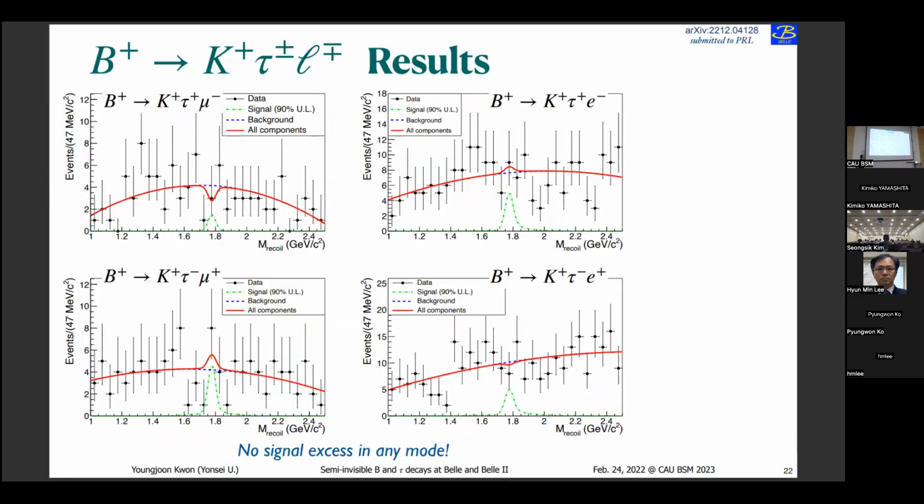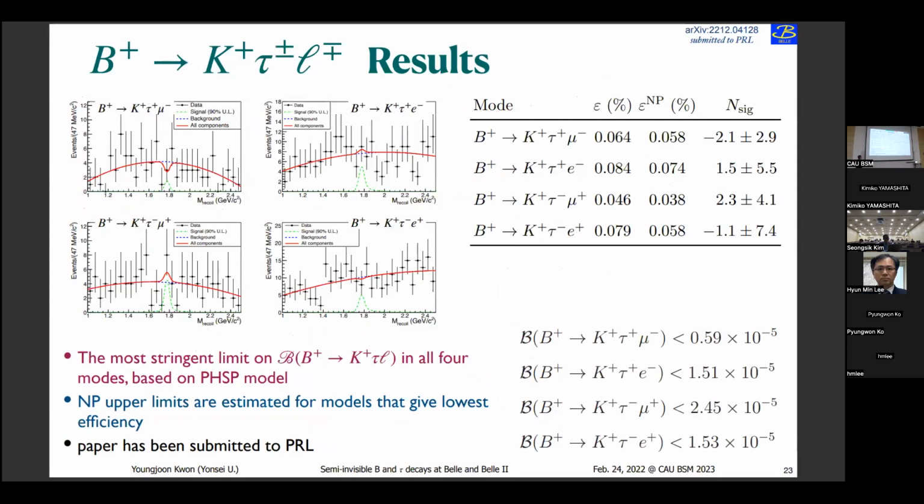Okay, so this is the result with the data sample. We have electron mode, muon mode, SS, OS, so four different combinations. And in all four combinations, we don't see any signal in any mode. So we set upper limits. These are the corresponding upper limits. The upper limits are around the 10 to the minus 5 range. And if you remember what I showed on the previous page, the standard model prediction is around 10 to the minus 6. So we still have one order of magnitude to go. Anyway, the result is that we have obtained the most stringent limit on B2K tau L in all four modes. And this result is based on a phase space model.